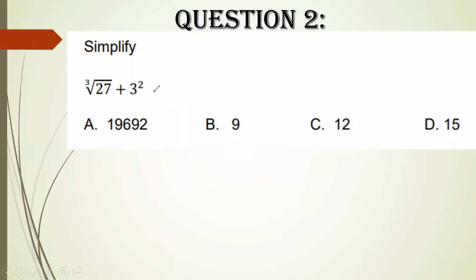Let's continue. Okay, so 27. How can we write 27 with power 3? Because we want to cancel this one. We can write 3 power of 3. And then we have 3 here plus 3 square. So 3 square is 9. We can just directly write it, it's fine.